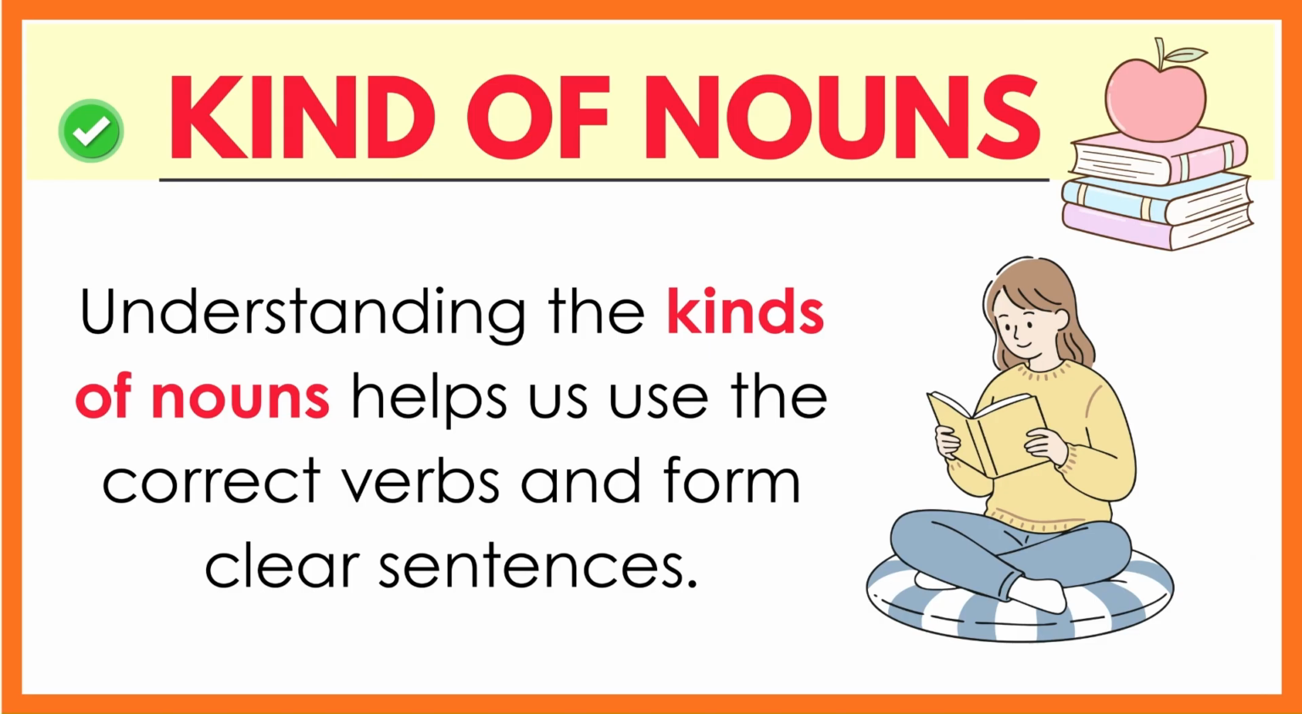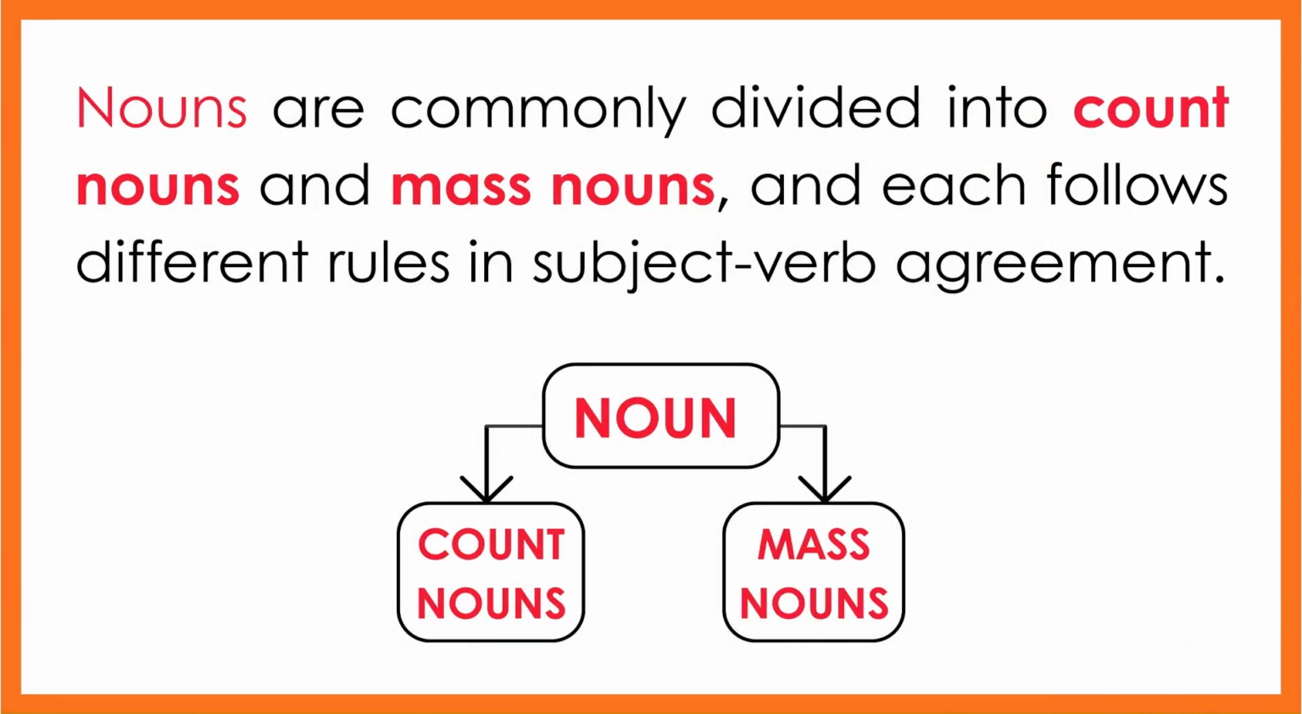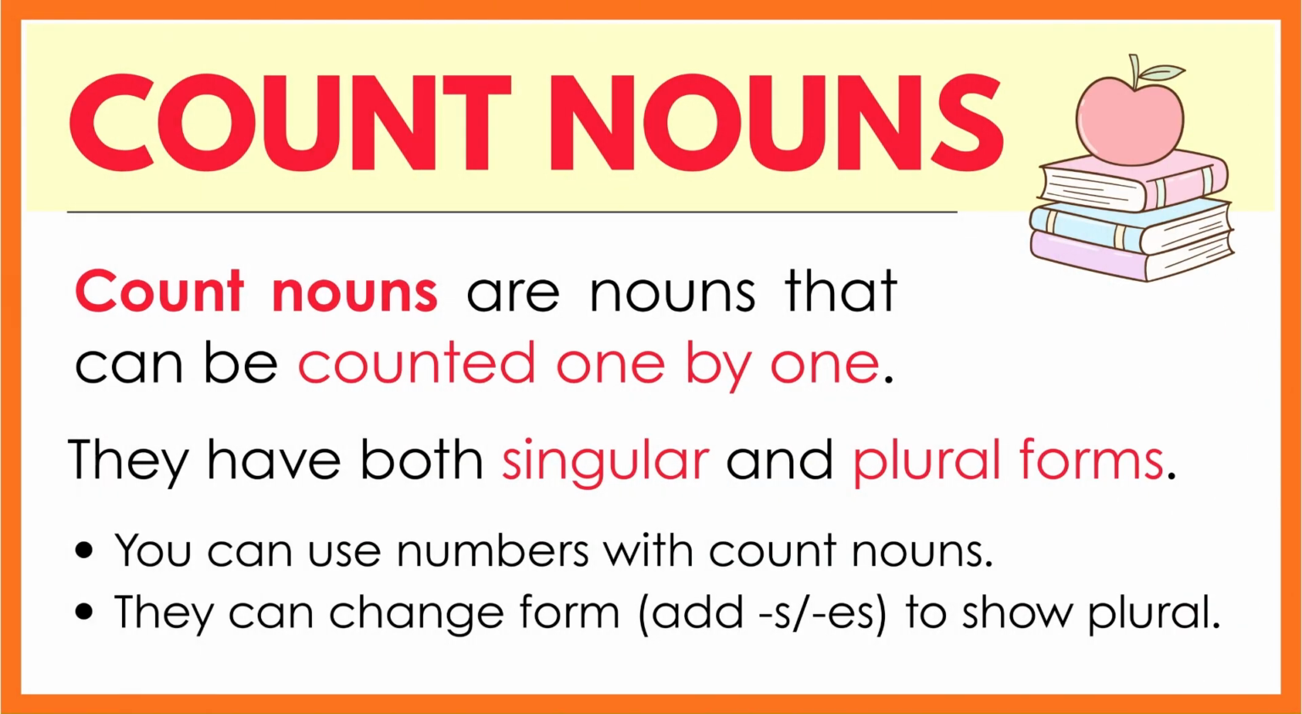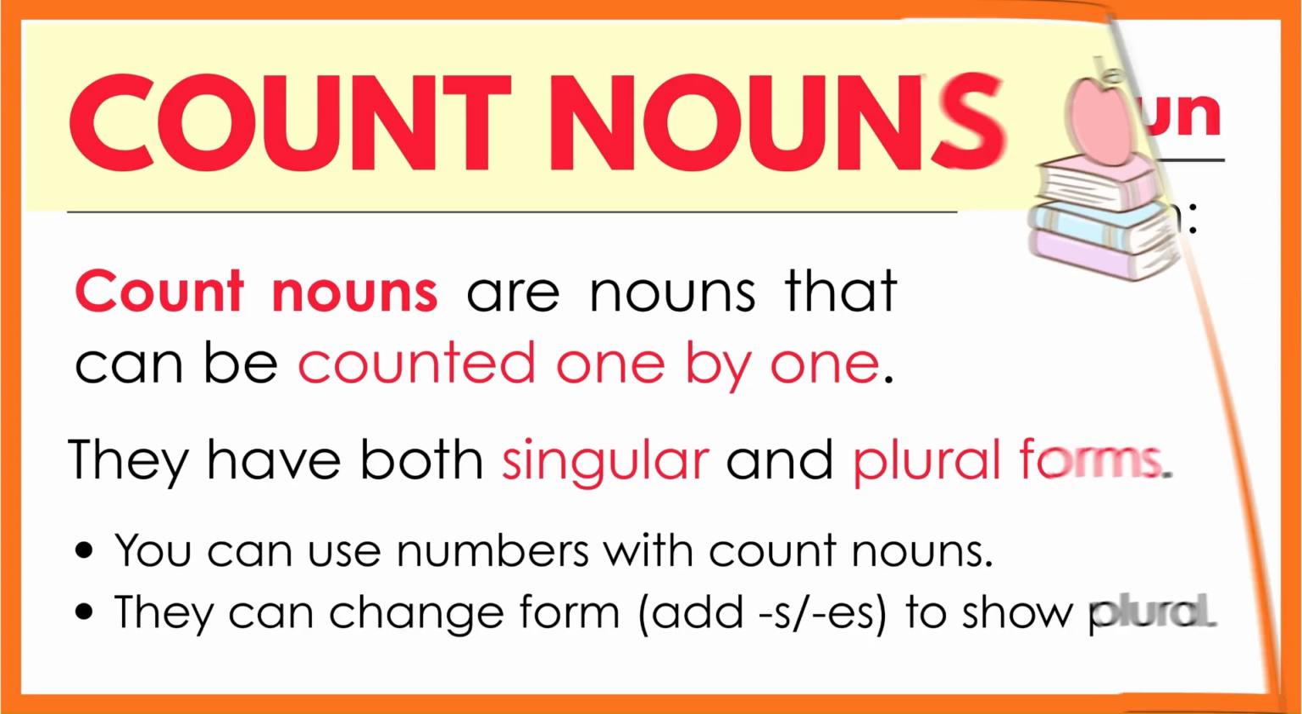Kinds of nouns. Understanding the kinds of nouns helps us use the correct verbs and form clear sentences. Nouns are commonly divided into count nouns and mass nouns, and each follows different rules in subject-verb agreement. What are count nouns? Count nouns are nouns that can be counted one by one. They have both singular and plural forms. You can use numbers with count nouns. They can change form or add s or es to show plural.